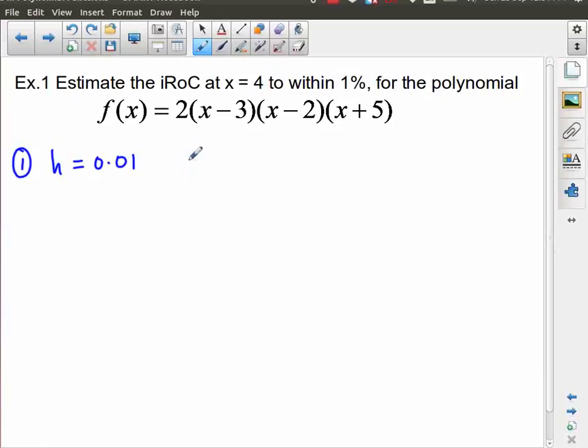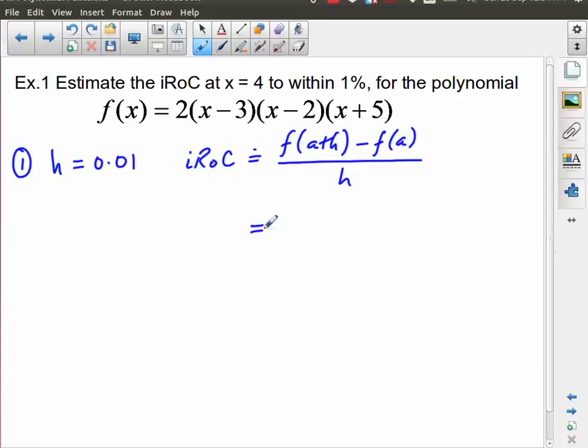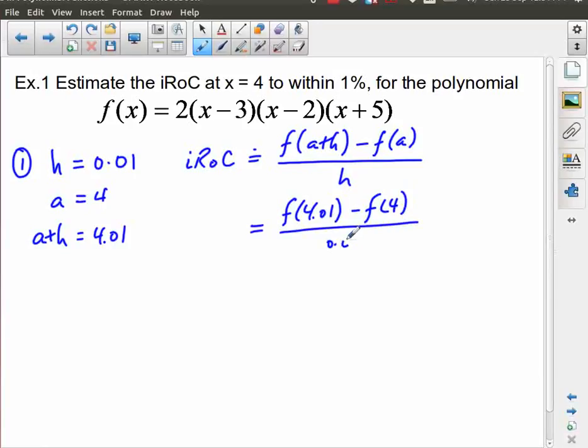So my instantaneous rate of change is approximately equal to, I'm just going to write it out to remind us, f of a plus h minus f of a, I'm doing a forward interval, over h. Now let's put that into the values we're using. Our a value is equal to 4. So f of a plus h is f of 4.01. So we get f of 4.01 minus f of 4, divided by 0.01. Now when you do something like this, you're going to want to make sure you do the entire calculation on your calculator.